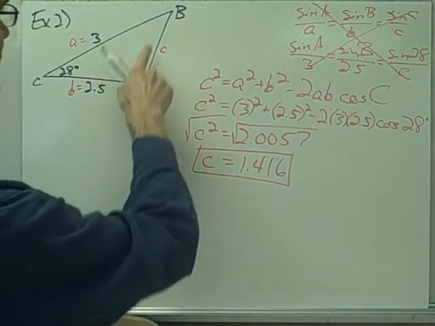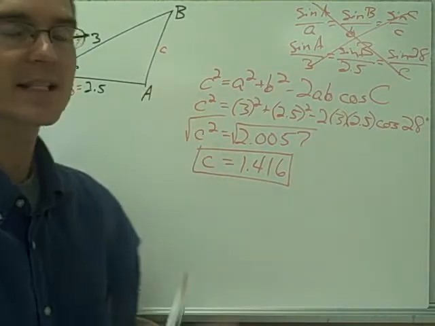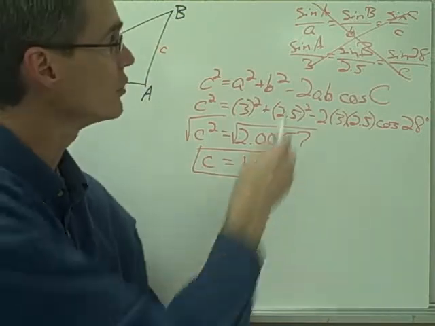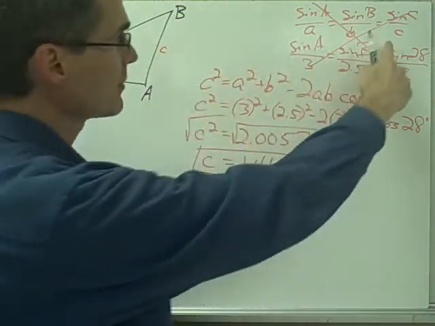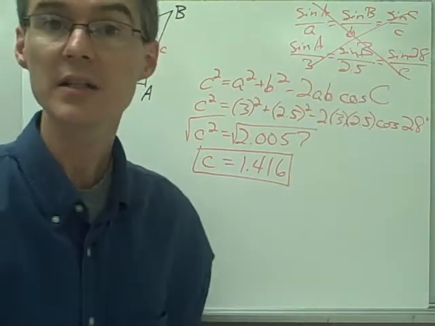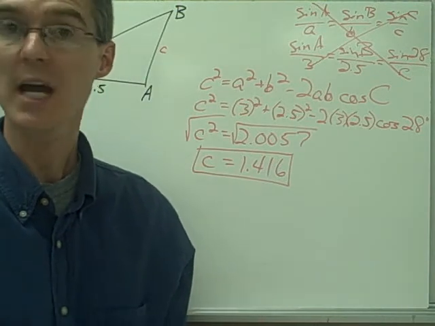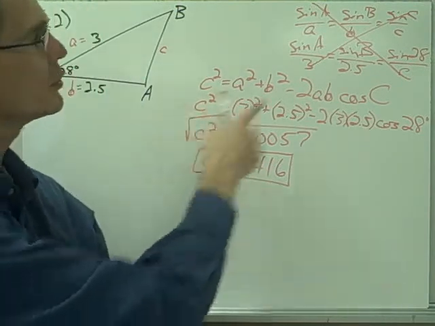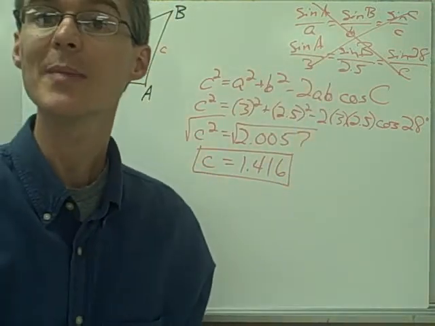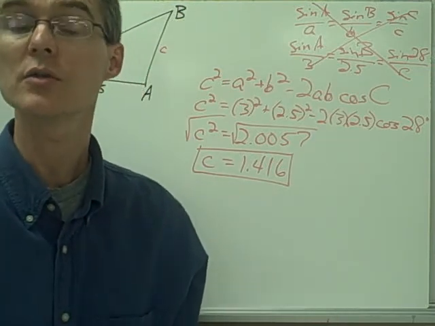Now, notice I still have to find angles A and B. Once I've found the length of side C, there's actually two ways that I could go about finding angles A and B. I could either use the law of sines, now that I have some extra information here, this length of side C, and plug that in to find angles A and B, or I could use one of the other forms of my law of cosines. And I'm going to leave the rest of this to you. You can decide whether you want to use the law of sines or the law of cosines. You should get the same answer either way. So I'll leave the rest of these for you, and we will take a look at these tomorrow in class.